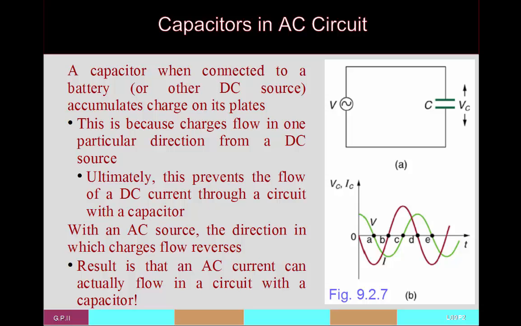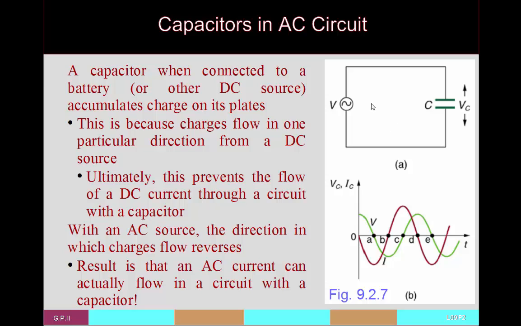What that ultimately does is, at some point you've accumulated enough charge on these two plates that no further charges will flow, and so there will be no further current flowing through a circuit with a capacitor. In fact, there is no charge in between these two plates, and therefore there is no current flowing between the two plates. If you change this, however, to an AC circuit, you get a slightly different result.